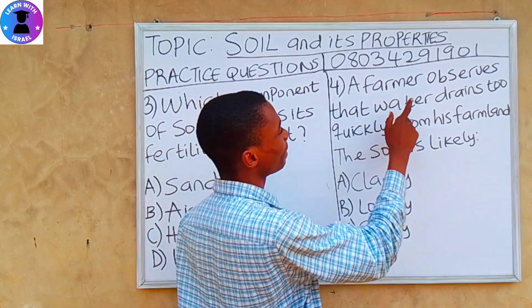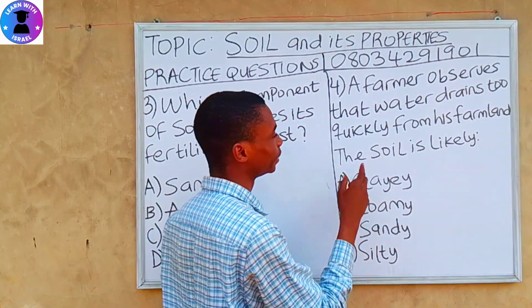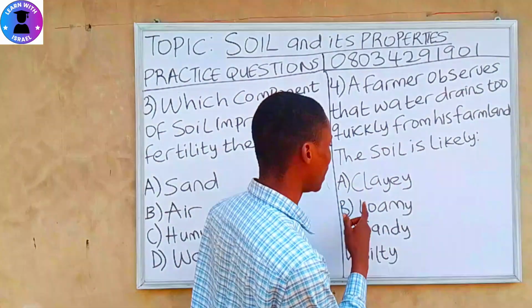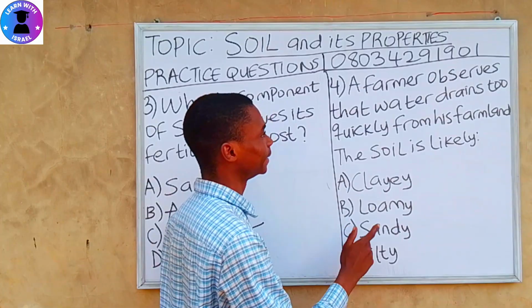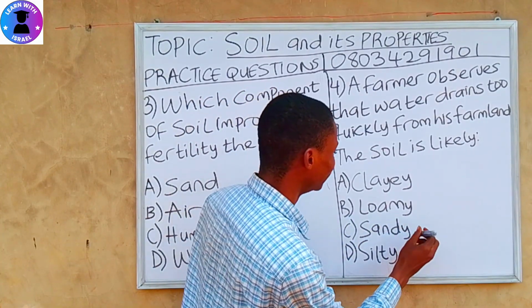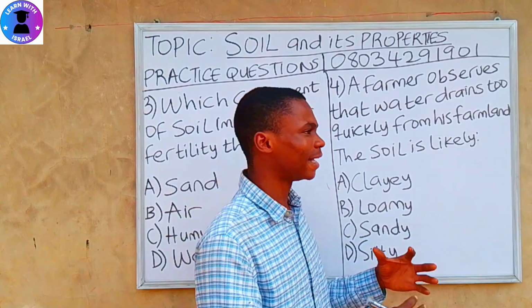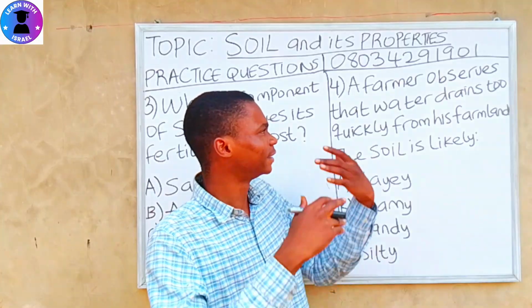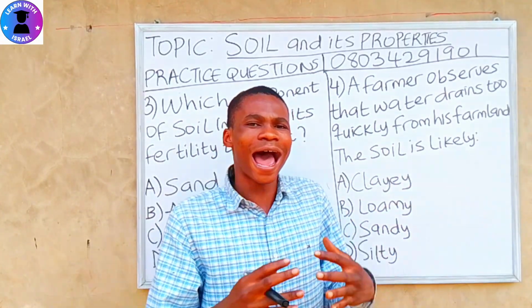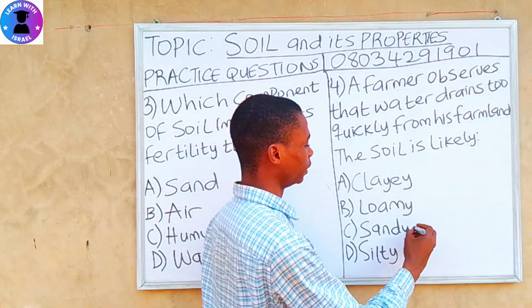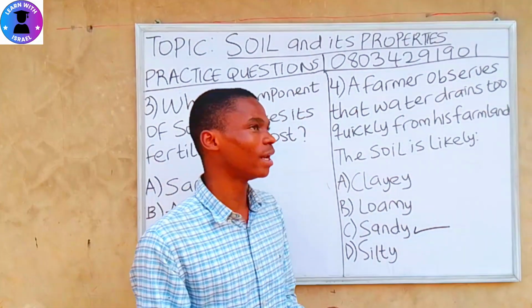Question 4. A farmer observes that water drains too quickly from his farmland. The soil is likely A. Clayey, B. Loamy, C. Sandy, D. Silty. So the soil is likely to be sandy soil. Sandy soil is very porous. It has a lot of space, so it drains water too quickly and it cannot hold nutrients for a long time. So sandy soil is the correct answer. So let's move to the last question.